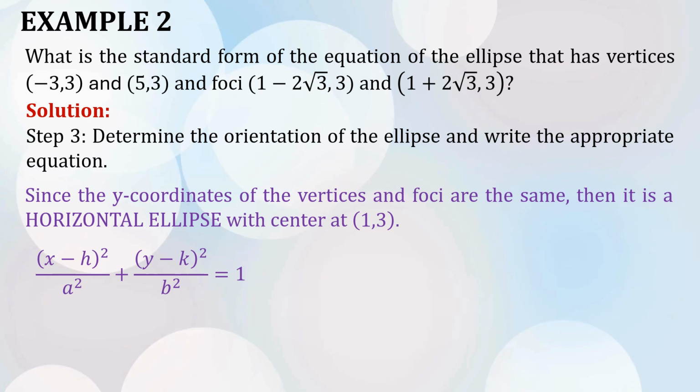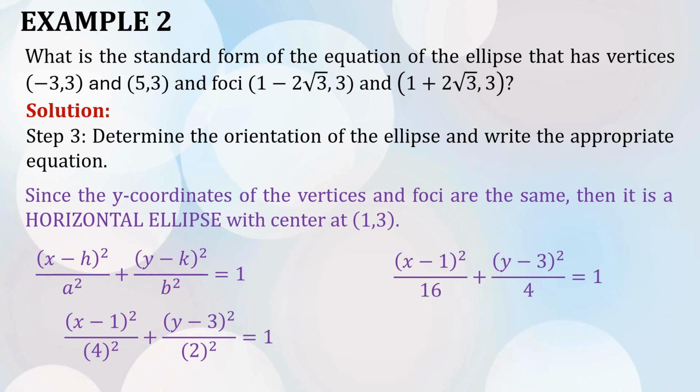And we substitute the values of a, b, h, and k obtained in the previous steps. So we now have (x - 1)² over 4² plus (y - 3)² over 2² equals 1. Simplifying this further, we'll have (x - 1)² over 16 plus (y - 3)² over 4 equals 1.